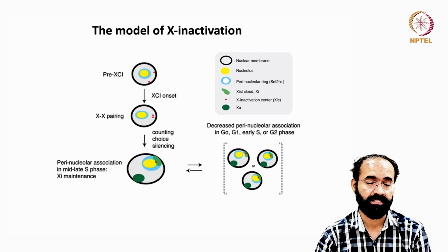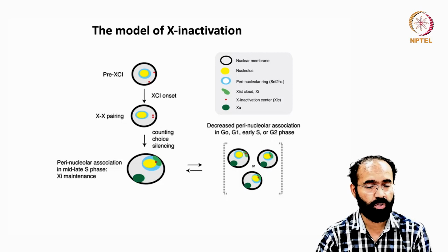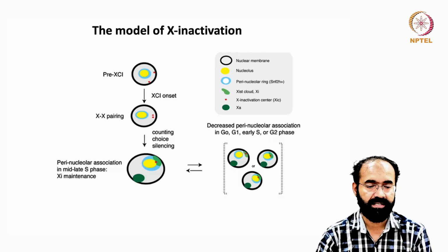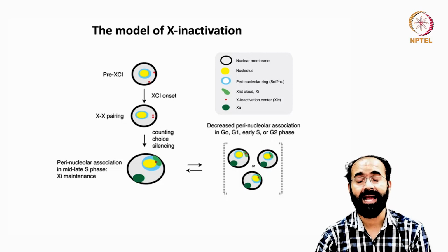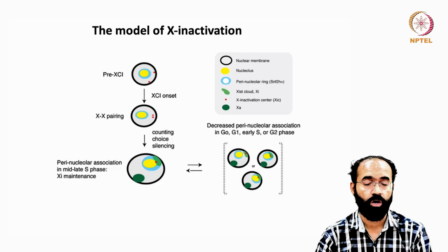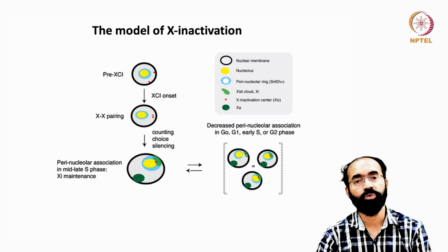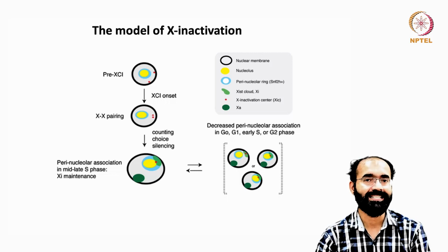Then what happens? The perinucleolar association in the mid-late S phase takes place, and this has to be occurring, or this has to be preferred, for maintaining the X chromosome inactivation. If nucleolar association is disassembled, then maintaining the X chromosome in inactive state can be problematic.